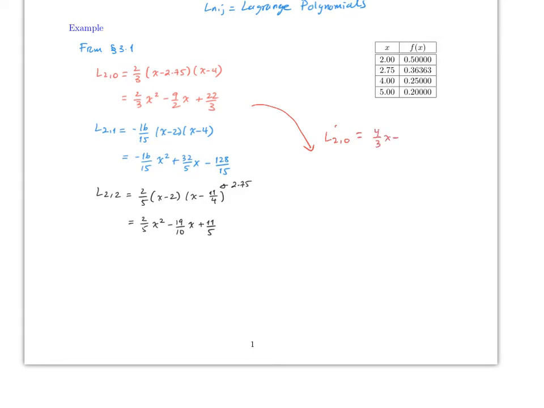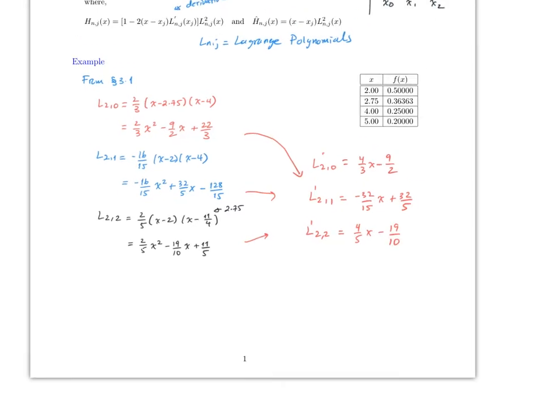L20 prime is going to be 4/3 x minus 9/2. From here, the derivative of L21 is going to be minus 32/15 x plus 32/5. And the derivative of the last one is equal to 4/5 x minus 19/10.